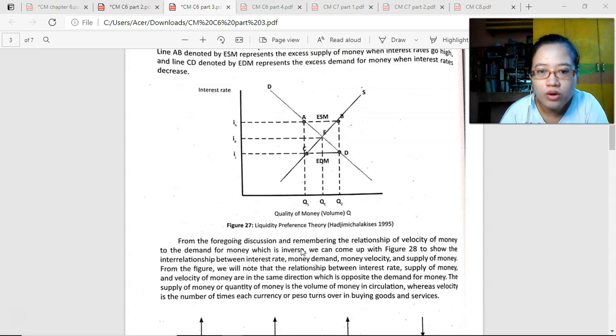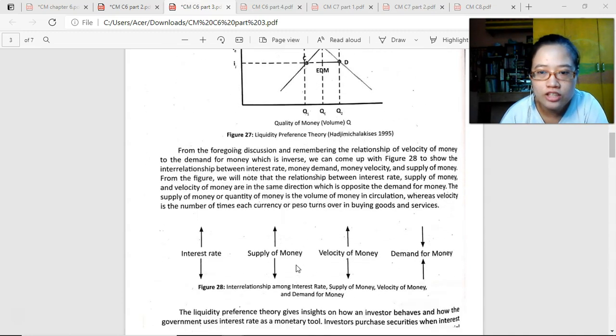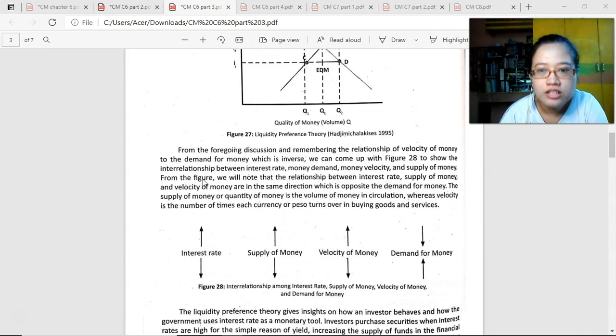Okay? From the foregoing discussion and remembering the relationship of velocity of money to the demand for money, which is inverse, we can come up with figure 28 to show the interrelationship between interest rate, demand for money, velocity of money, and supply of money. So from the figure, we will note that the relationship between interest rate, supply of money, and velocity of money are in the same direction.